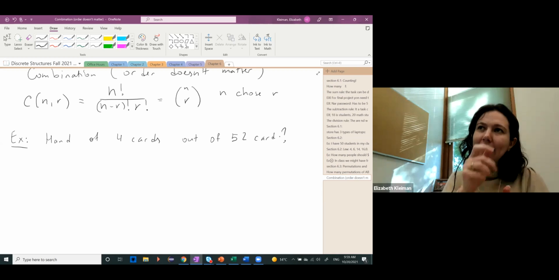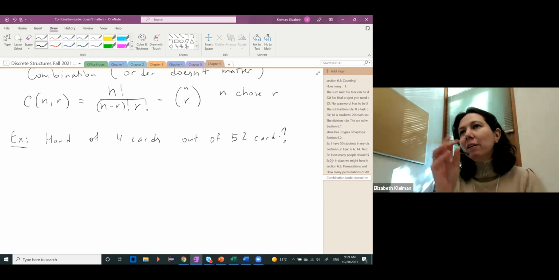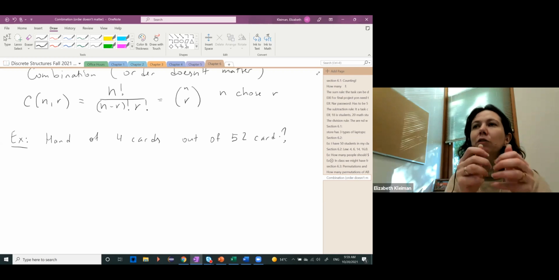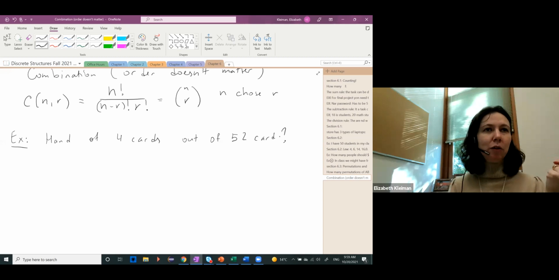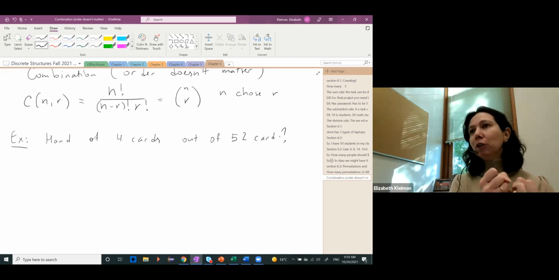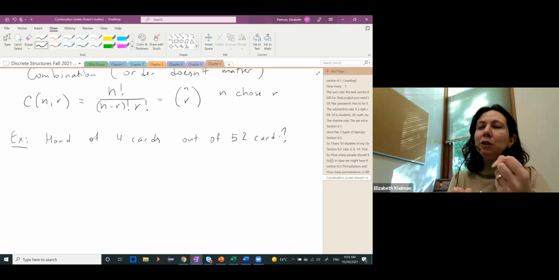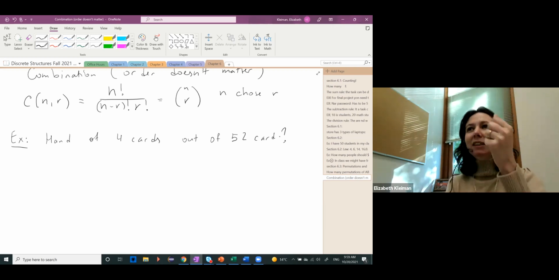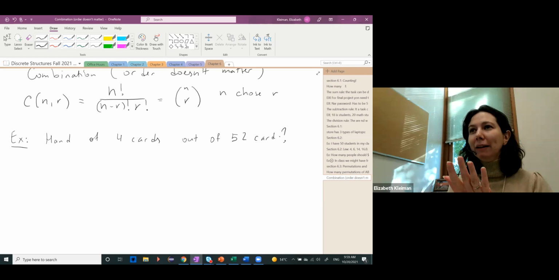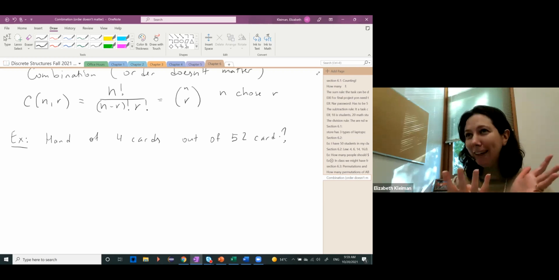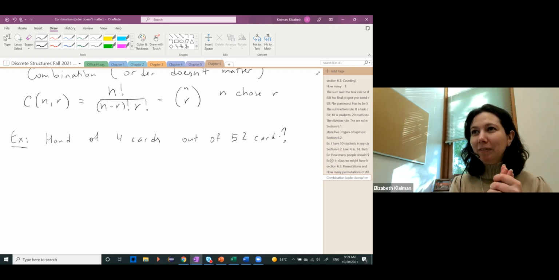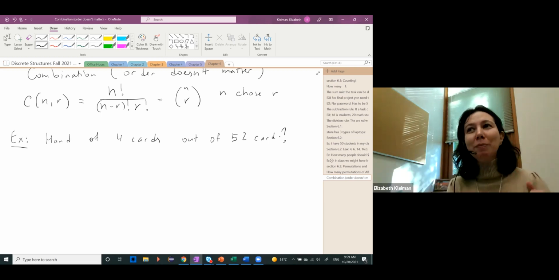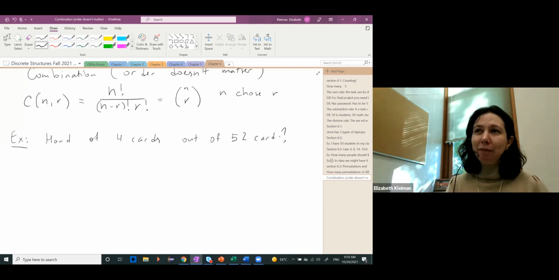But in this case, the order in which I picked the cards is important. However, for my hand, does it matter? So assume my first card was ace of, I don't know, clubs, and my second card was 6 of clubs. Does it matter if I first get ace and then the 6, or if I first get 6 and then the ace? Is it still the same hand of the same 2 cards? My hand is the same, correct? So it didn't really matter in which order I picked them, but I counted it differently.